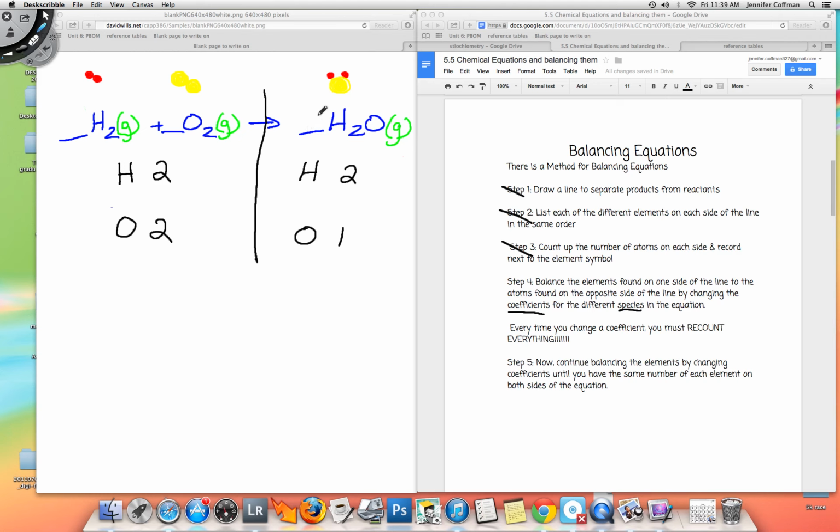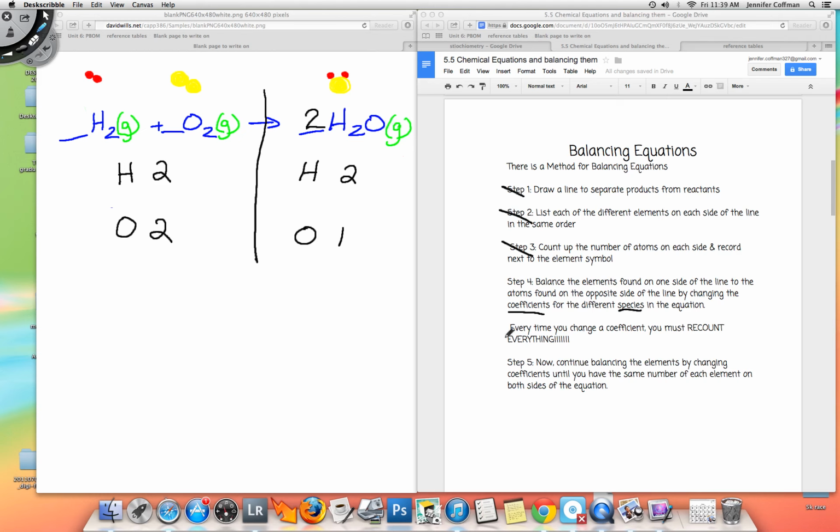In this case, it's the water over here. And when I place a number there, that number is going to change the number of oxygens because those coefficients multiply through, so that it changes all of the numbers in this species. So if I place a 2 here, that 2 changed the number of hydrogens that I had because now I'm going to have 4 hydrogens, and it also changed the number of oxygens that I had to 2 oxygens.